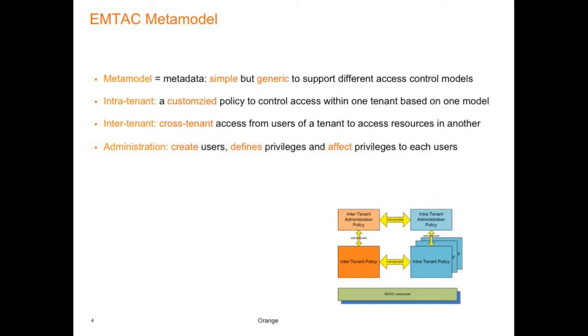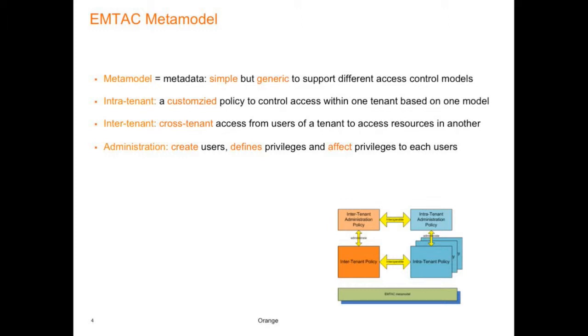And for our implementation, we have a meta model called EMTCA. With this meta model, it can support several different access control models, as I mentioned in the previous slide. And the most important thing for this meta model is that, on one hand, it can be used to customize access control policies for each tenant, which will control the access within one tenant. On the other side, we also believe that inter-tenant collaboration is important. This means that one tenant can share a set of resources with another tenant, and we need some kind of inter-tenant access control policy to control this inter-tenant access.